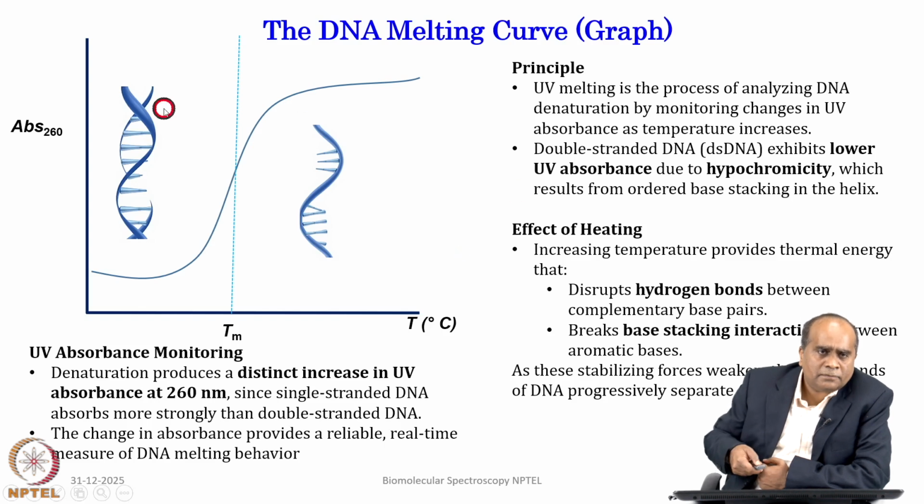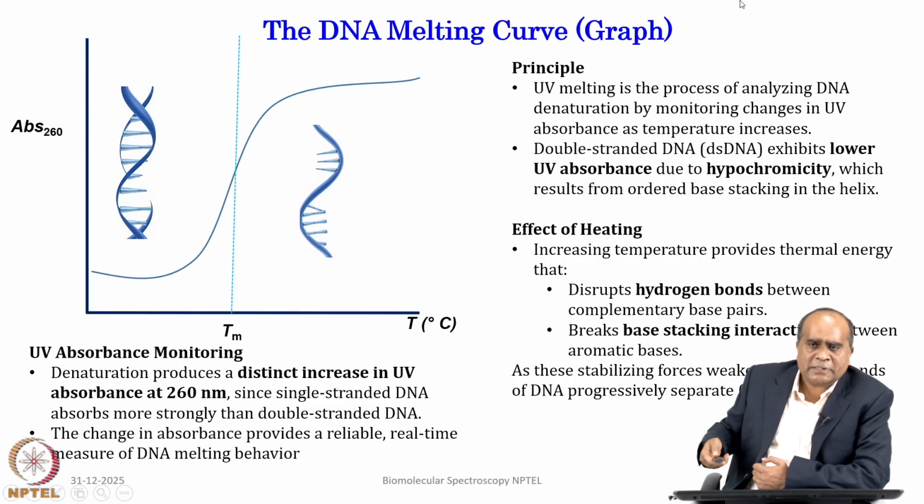So, if you look here, this double stranded DNA absorbs at 260 and we are measuring absorbance at 260, and slowly in a narrow temperature range, it just moves to high absorbance. Now, it becomes single stranded DNA. So, on the x axis we have temperature, on the y axis we have absorbance at 260 and the midpoint of that is called the Tm. So, the principle is extremely simple: as it denatures, the absorbance increases.